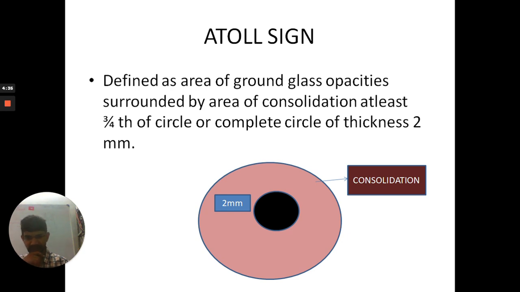Okay, let us understand this by this diagrammatic picture. See, the inside circle is ground glass opacity. That should be in the center, and it should be surrounded by consolidation, which should be of thickness of either 2 mm, or it should be surrounding either fully or at least 3/4 of the ground glass opacity. Okay, center ground glass opacity, surrounding should be consolidation. The consolidation thickness should be either 2 mm or it should complete at least 3/4 of a circle. That is known as the atoll sign, or also known as the reverse halo sign.